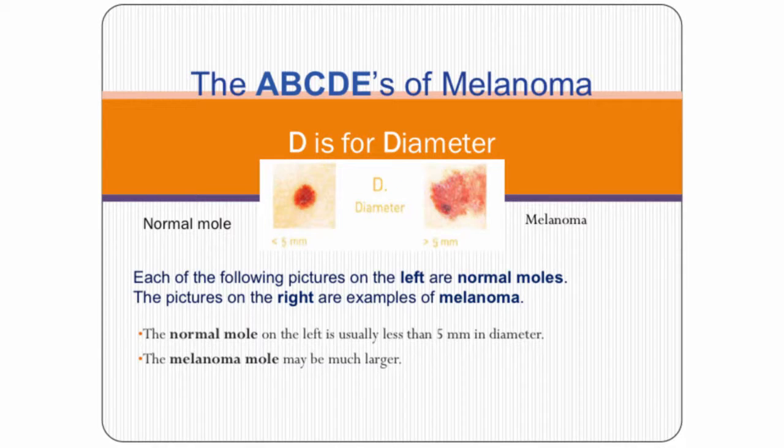D is for diameter. Now normally, a normal mole is no bigger than the end of a pencil eraser or end of a pen, or 5 millimeters in width, where a melanoma mole can be much larger than that. So D for diameter is one of the signals of what to look out for.